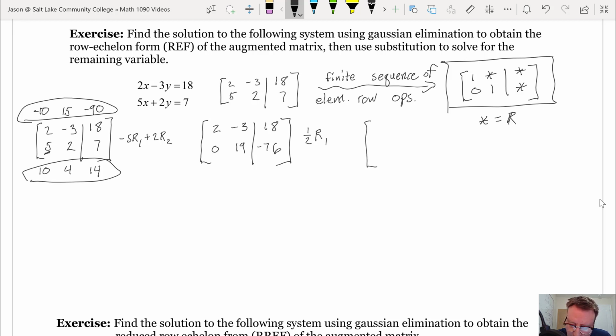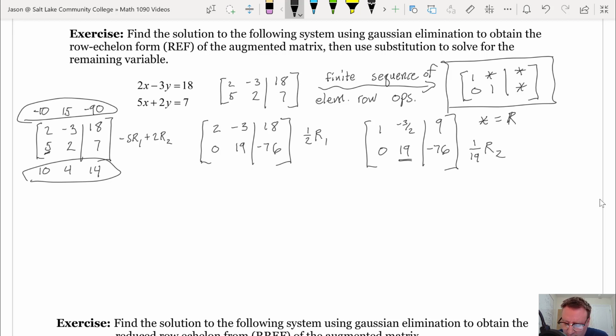1/2 times row 1 is going to give me, and this will introduce fractions, but it'll be okay because I'm almost done. So I have 1 here, -3/2, and 9. And then this stays the same, 0, 19, -76. Okay, and I'm going to now turn this element in the bottom right corner into a 1 by multiplying row 2 by 1/19. So I'm going to do 1/19 times row 2.